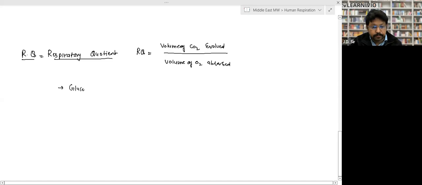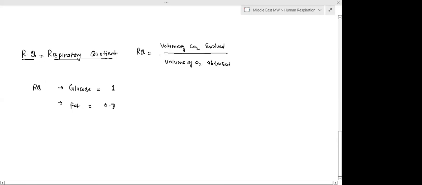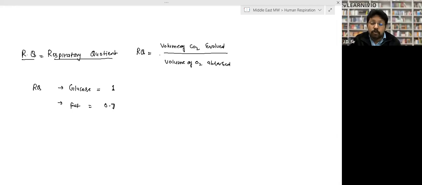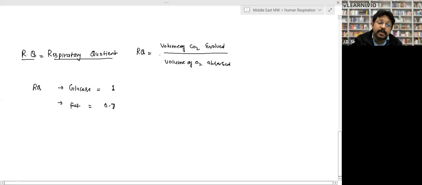In glucose, the RQ is always 1. Fine. For fat, the RQ is 0.7, which means it is less than 1. It means oxygen will be less, and hence there will be more effort to burn it. That's why fat is considered bad food.